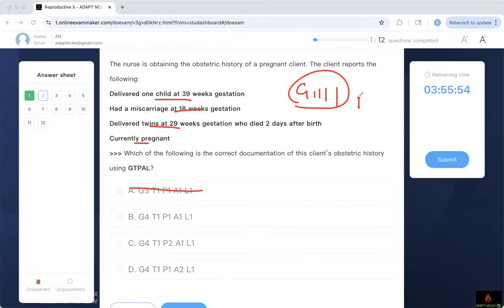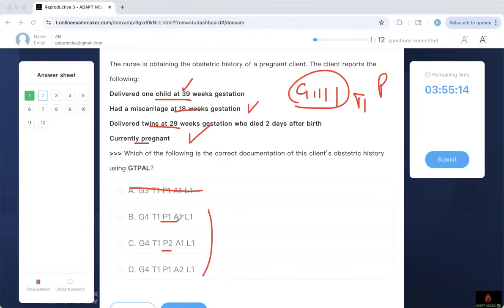Now, what is T, term babies? Who went to term? There was only 39 weeks. Only one baby went to term. None of these others went to term. Therefore, this option is still in the game. Then P, preterm. How many were preterm? Preterm is less than what? 37 weeks. I have one miscarriage, right? And then I have 2 babies born at 29 weeks, but they were all one pregnancy. Which one would you pick?